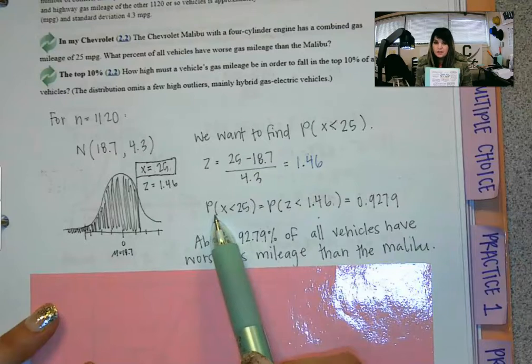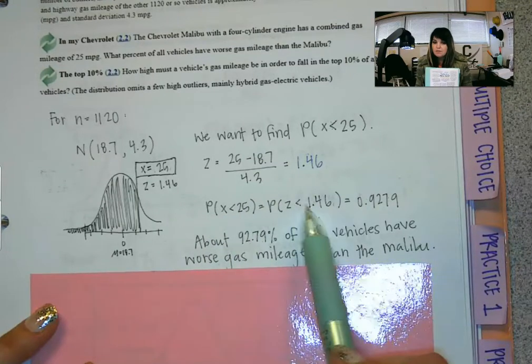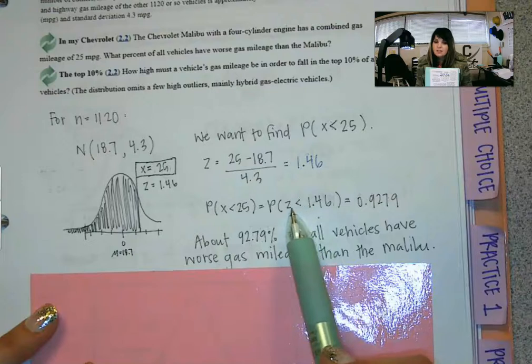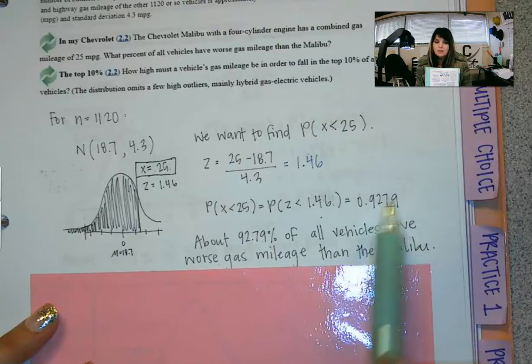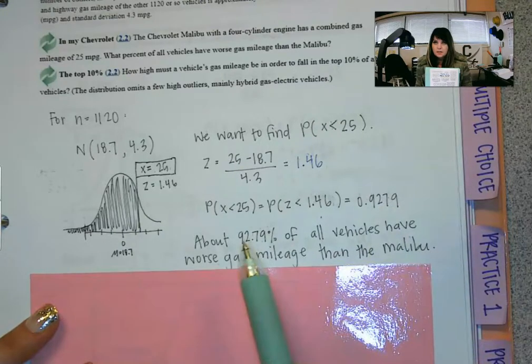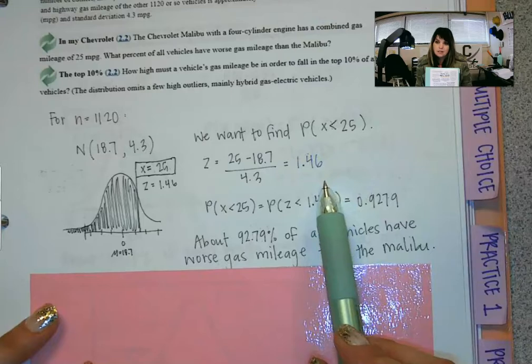Notice that I'm saying in order to find the percent that's less than 25, I need to find the percent that is less than a z-score of 1.46, which is 92.79. So I want to reiterate one more time that you cannot leave off anything here and still get an E, still get full credit.